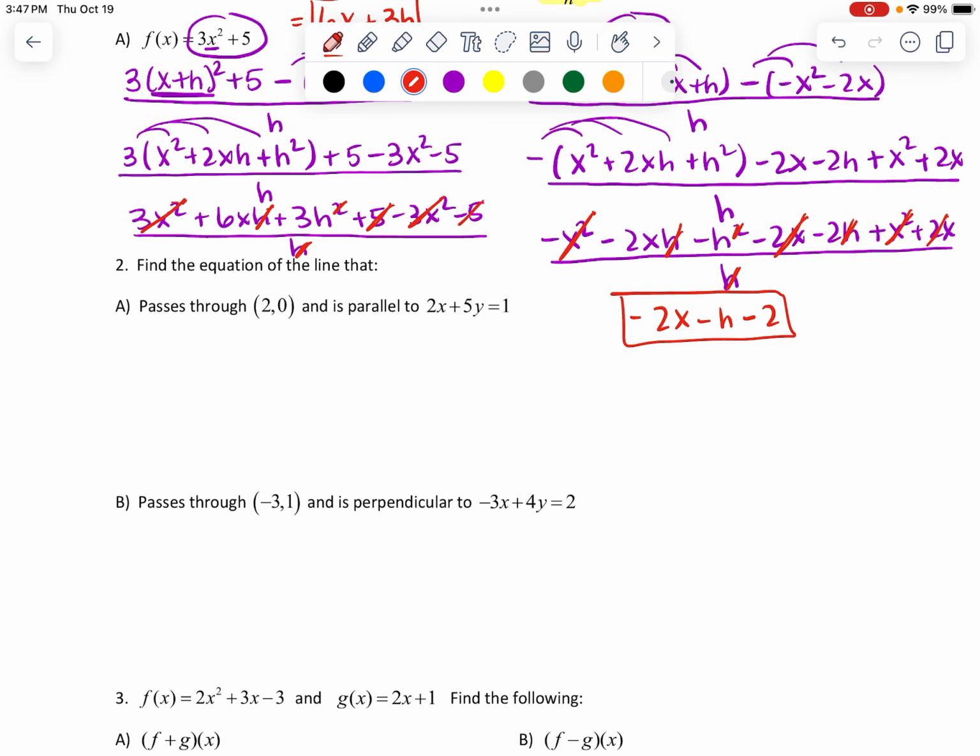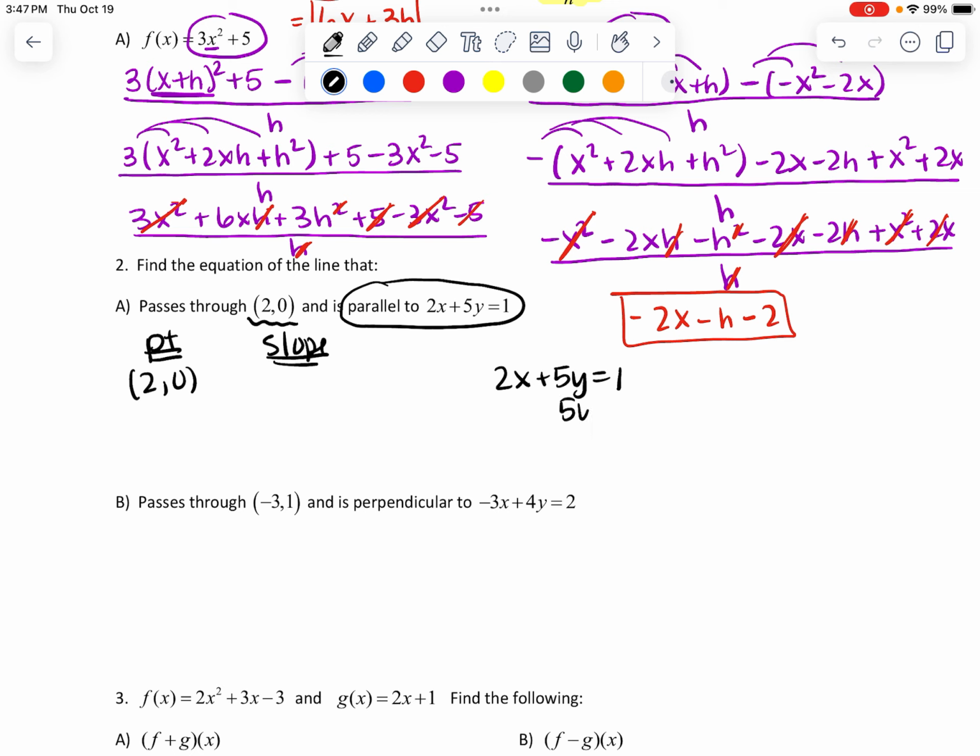If you want to find the equation of the line, we need 2 things. We need a point, which we have: there's my point, 2, 0. And then we need a slope, which we do not have. They didn't give us a slope, but they did give us some information. They said that my line is parallel to 2x plus 5y equals 1. So let's take that 2x plus 5y equals 1 and find the slope. To find the slope, you want to get the y by itself. So I'm going to subtract the 2x.